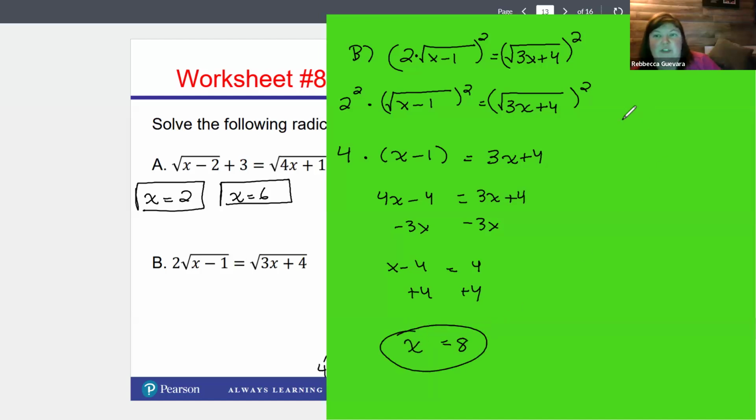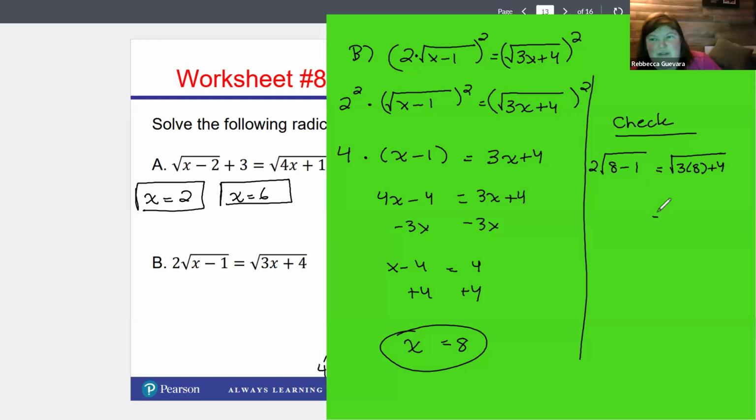We just have to check that it works. So we're going to have 2 square root of 8 minus 1 is equal to the square root of 3 times 8 plus 4. Three times 8 plus 4, 28.